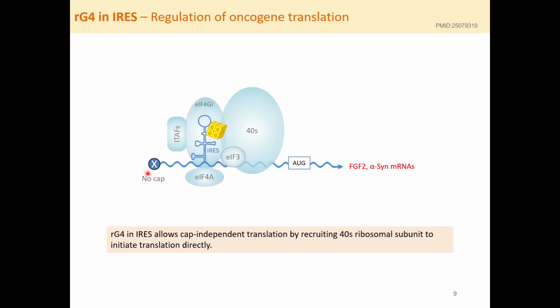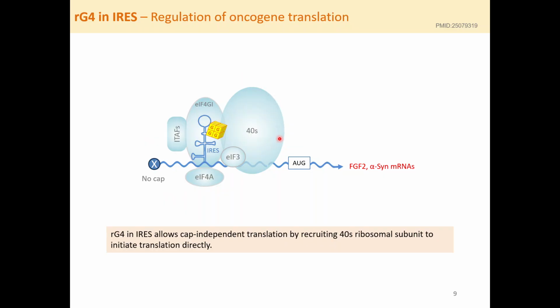Under normal conditions, mRNA translation is largely driven by the recognition of the 5' cap by specific initiation factors. However, during stress or in certain pathological conditions, the cap-dependent machinery may be compromised and cap-dependent translation is stopped. However, mRNAs harboring an internal ribosome entry site (IRES) can still be translated. rG4 within the IRES region directly facilitates the recruitment of the ribosomal machinery.